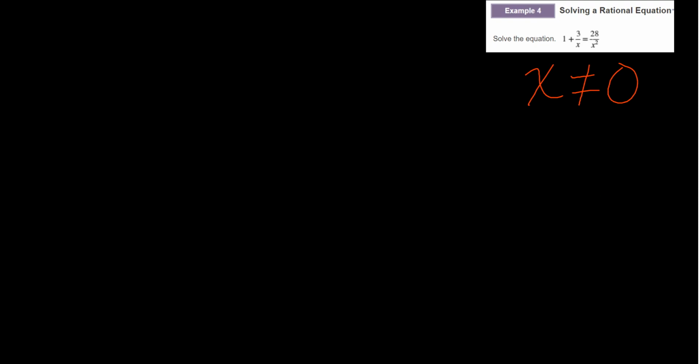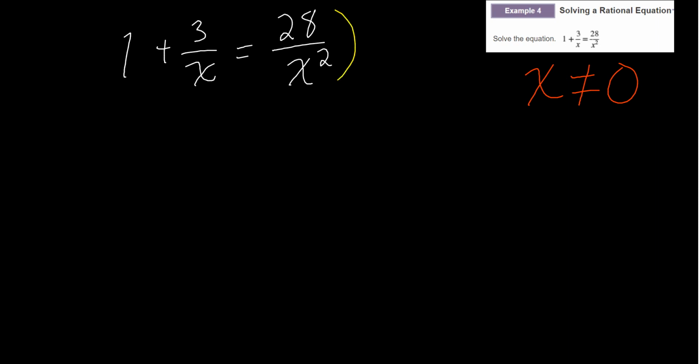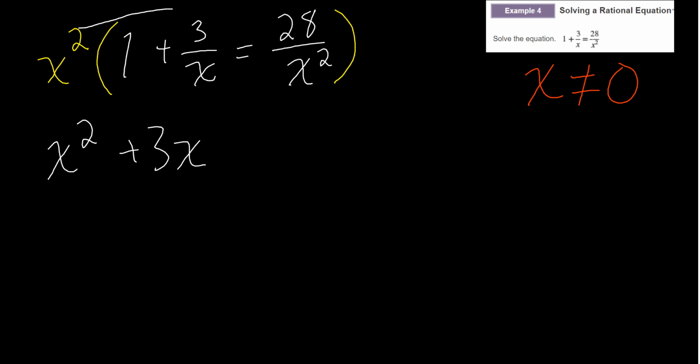But anyways, so let's begin this process. 1 over, it's not 1 over anything. It's just simply 1. Okay, so what do I need to multiply this entire problem by? Well, it looks like just simply an x squared. X squared is my least common denominator. So if I distribute through here, I've got x squared. If I distribute through here, one of the x's cancel, so we end up with just simply 3x. If I distribute through here, the x squareds cancel, and I end up with 28.